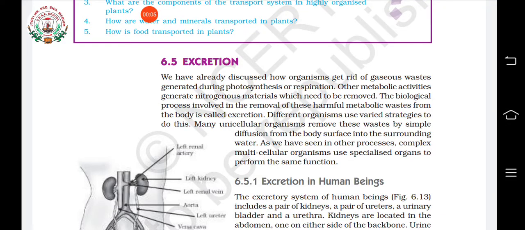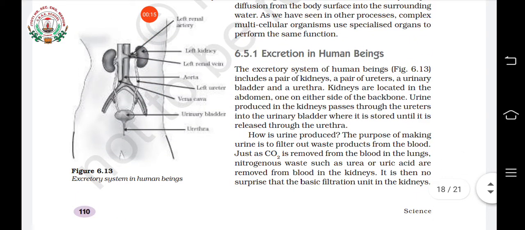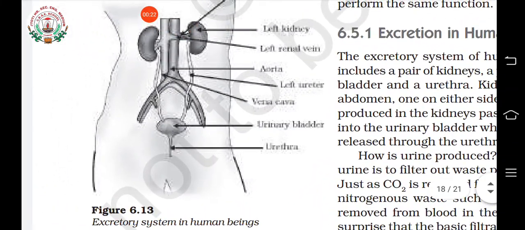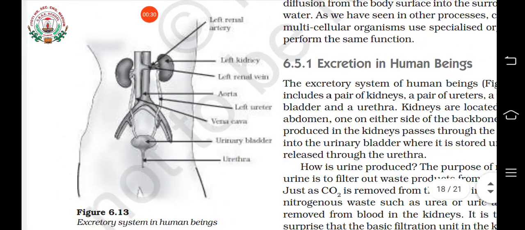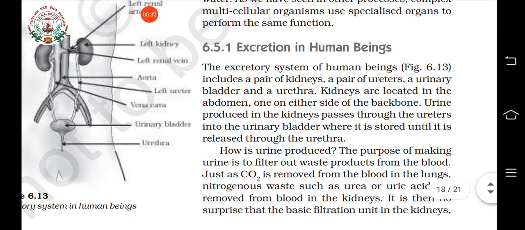Biology. So in the previous videos we have studied the topic excretion. The parts of the excretory system also I have explained. Do you remember? The excretory system consists of a pair of kidneys, then ureters, urinary bladder and urethra, isn't it? These are the parts of the excretory system in human beings.